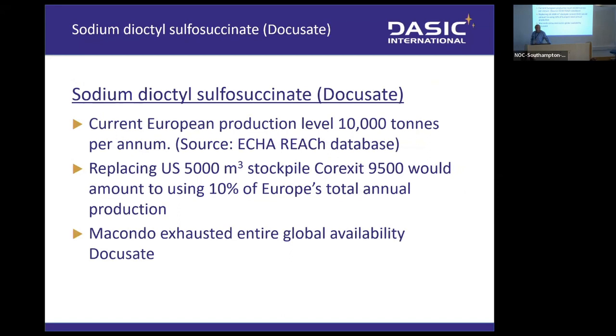And I would point out that the Macondo incident exhausted the entire global supply of sulfosuccinate. It was gone, and it took a long time. It took many weeks to get back up to a normal supply situation. Yeah, you know, Corexit 9500 5,000 tons would use 10% of Europe's total annual capacity for sulfosuccinate manufacturers in significant chunks.